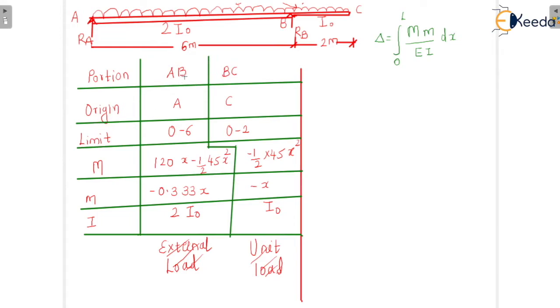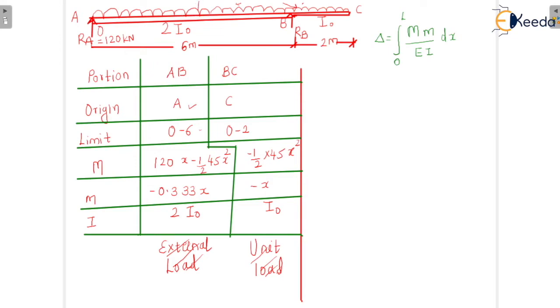For AB, the origin is A, and the limit for this is AB, varying from 0 to 6. So here we have written 0 to 6. And what is the moment equation for this? If we want to write the moment equation, Ra is our 120 kilonewton, right? Our value is 120 kilonewton.